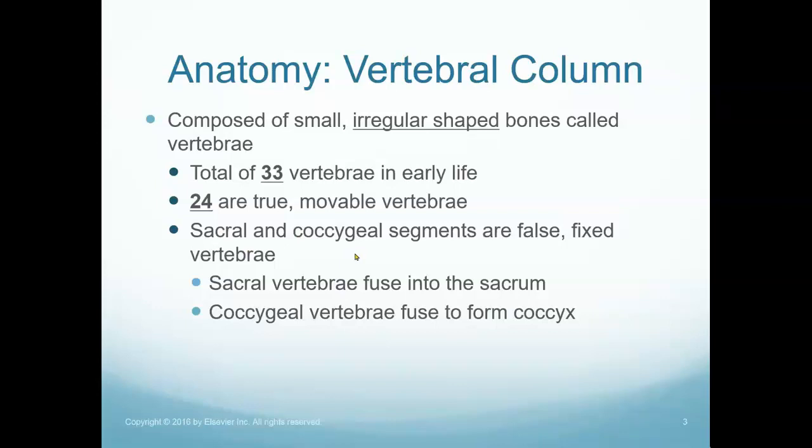Let's see if I can do my math. 7 and 12 is 19, 19 and 5 is 24. Then we have the sacrum and coccyx. But they're saying 33 because the sacrum and coccyx are fused vertebrae. Some anatomy books say 5 to 7 sacral vertebrae compose the sacrum, while 3 to 5 compose the coccyx. These numbers have been argued for the past couple of years, but now they're saying there are 5 sacral vertebrae, just an FYI, and 3 coccyx vertebrae.